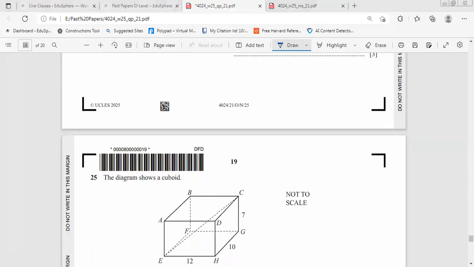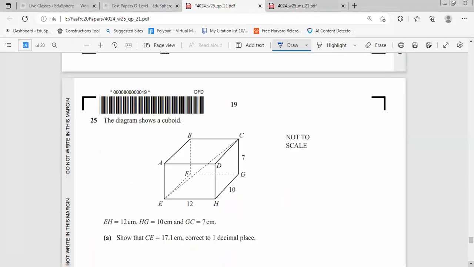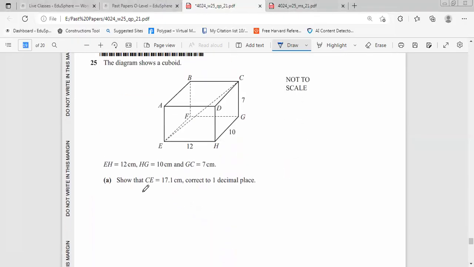Moving on to the last question, which is a cuboid. And here we have to show that CE is equal to 17.1 correct to 1 decimal place. Now all the values are given, show that this is CE. So what is CE? C is going to be this one. So for this, first we have to find out this because we are calculating this one.